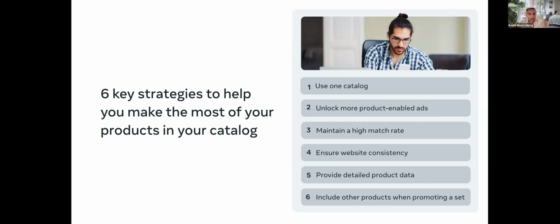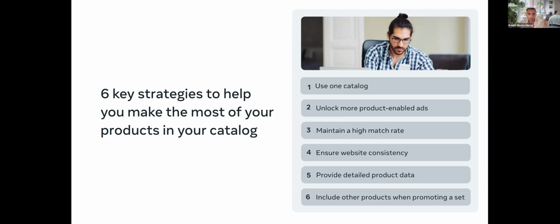Third, maintain a high match rate. A high match rate means that your catalog is accurately reflecting the products on your website. This is critical for effective retargeting and ensuring that customers see relevant products in your ads. Fourth, ensure website consistency. Your catalog should mirror your website in terms of your product information, pricing, and availability. Inconsistencies can lead to a poor customer experience and negatively impact ad performance.